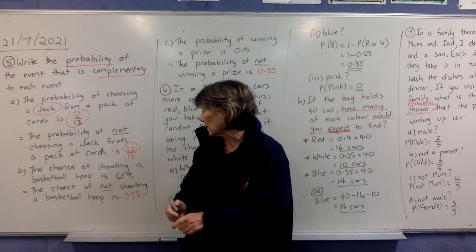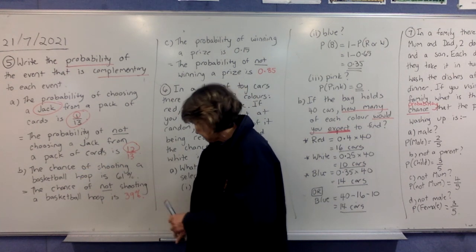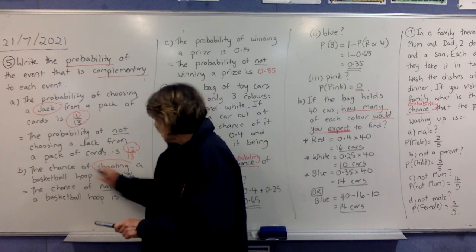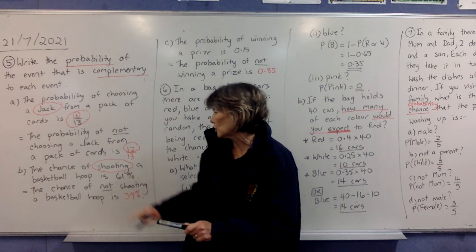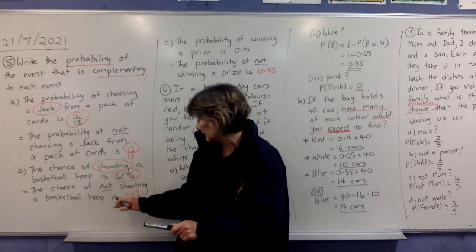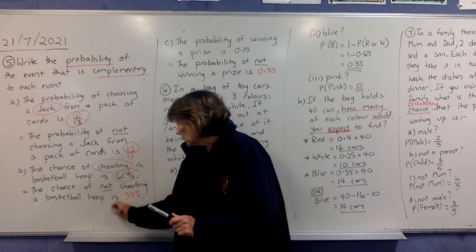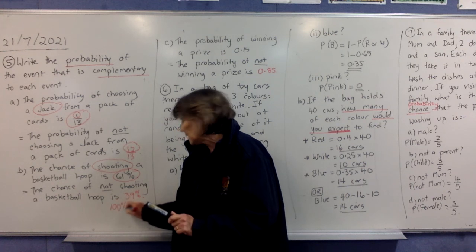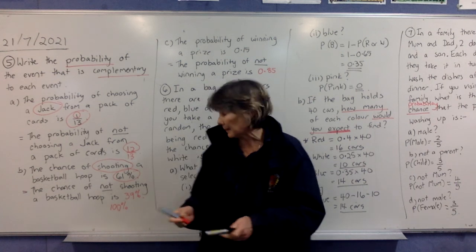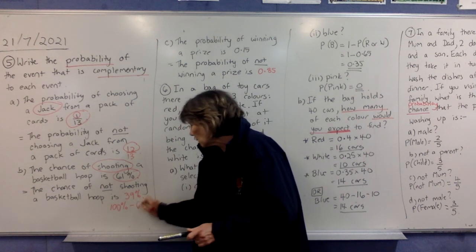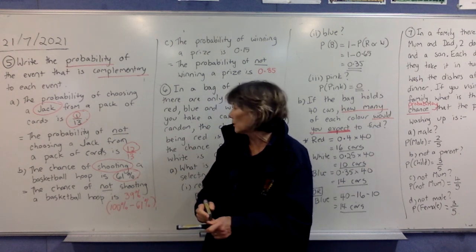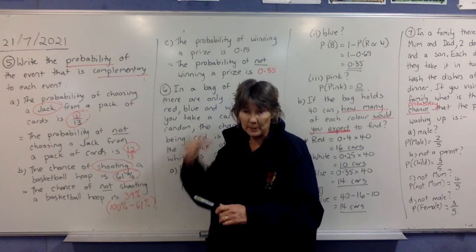The chance of shooting a basketball hoop is 61%. So we're going to do the opposite of that. So this is shooting a basketball hoop. We're going to do the opposite. The probability of not shooting a basketball hoop is, and we want the opposite of 61%. Now with the percentages, we know that 100% is 1 whole. So if you get a whole test right, you get 100%. So we're going to take off 61% off that, and if you work that out, you get 39. So 39% is the opposite.